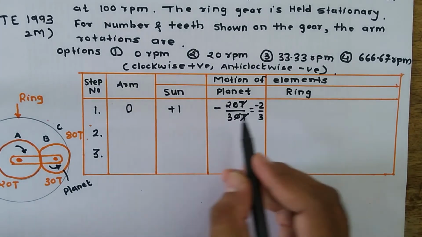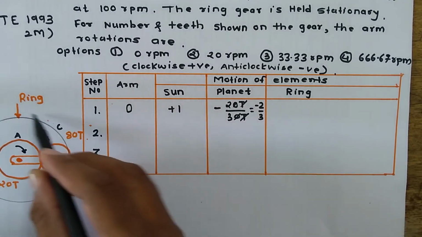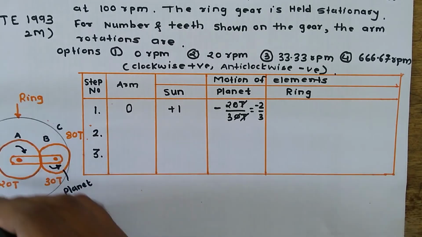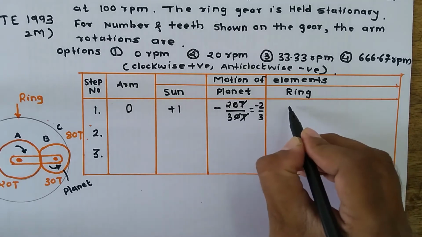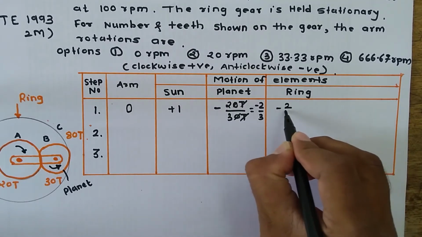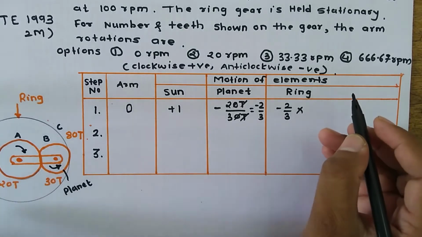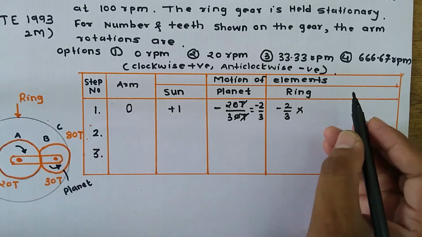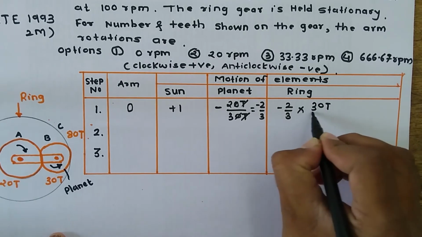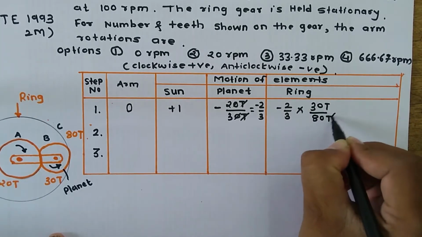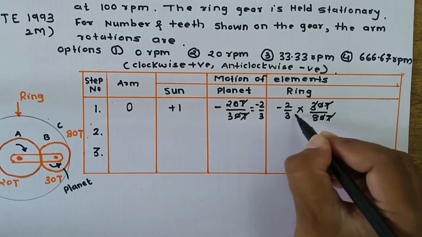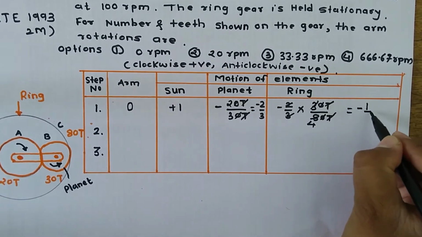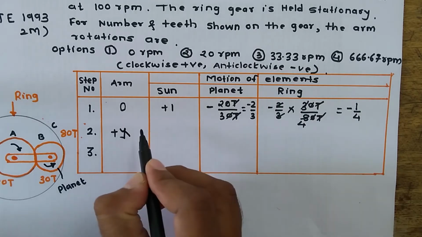Next, the planet is in contact with the ring, so we give input by the planet and take output from the ring. We multiply -2/3 with this: 30T divided by 80T. The T's get cancelled, the 0 gets cancelled, the 3 and 2 get cancelled, and lastly we get -1/4.